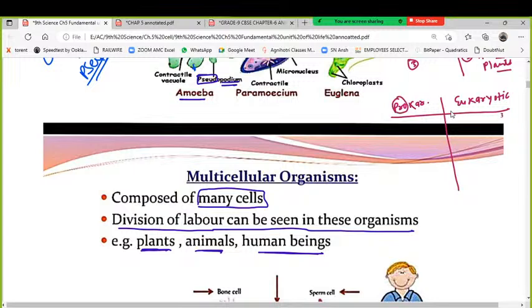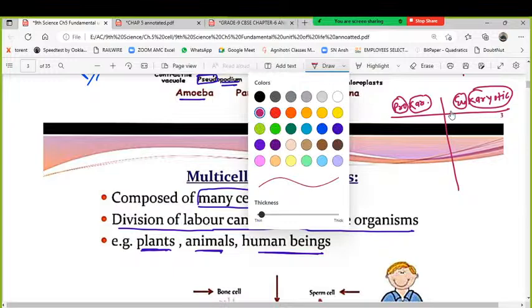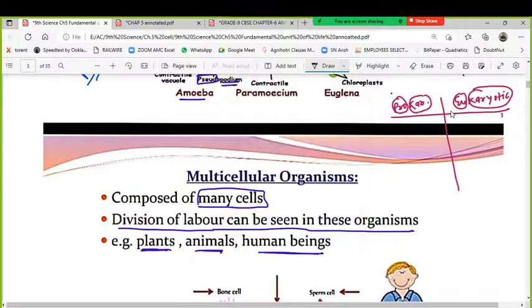Can you tell me the meaning of pro and karyotic? Can you tell me the meaning of eu and karyotic? First tell me the meaning. Yeah, exactly. Pro actually means before or primitive. Yeah, that is very old. And karyotic actually means it's about nuclear membrane or nucleus. Yeah, nucleus. That means if the nucleus is of the old kind, it is prokaryotic. If a true nucleus is there, it is eukaryotic.